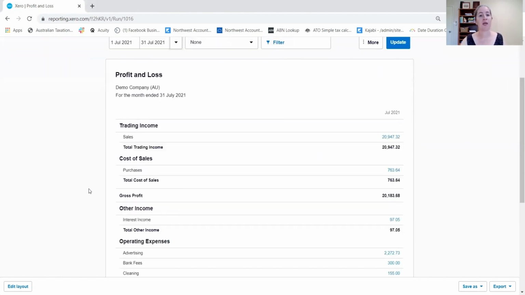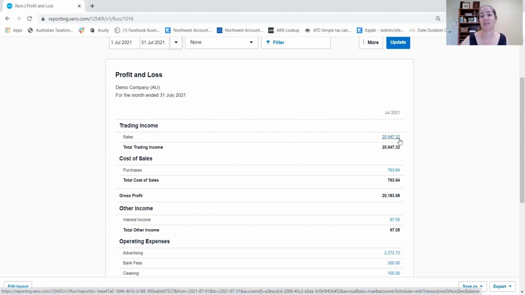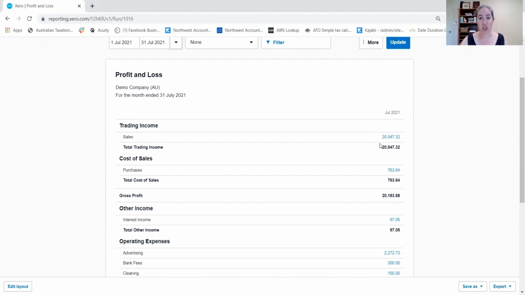So what are we looking at? First of all, we start off with the income. So these are the things that you have sold, and your profit and loss is excluding GST. So please note that your sales here, the income coming into your bank account, is including GST if you're registered for GST, but on this profit and loss report, it shows as excluding GST because your GST is sitting over on your balance sheet that needs to be paid at a later date. So this is what's excluding GST.